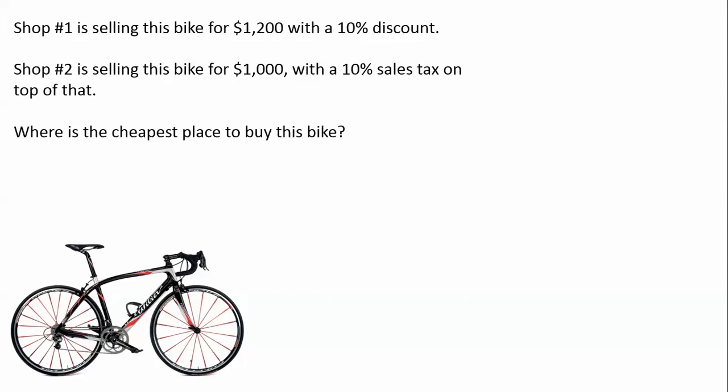So to solve this, we need to do both of these: work out what I'm actually going to have to pay up here at shop 1 and what I'm going to have to pay here at shop 2. So on this page I'm going to do the calculation for shop 1. It's a $1,200 bike and I'm getting a discount of 10%.